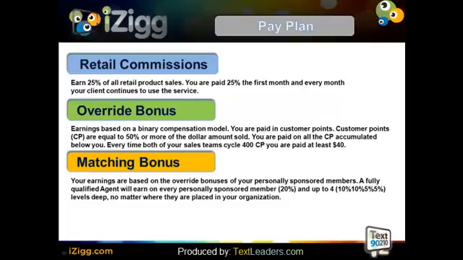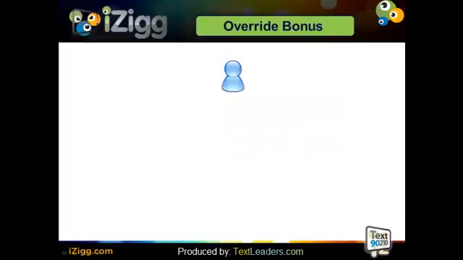This is where your earnings are based on the override bonuses of your personally sponsored members, and a fully qualified agent will earn 20% on every personally sponsored member, and up to 4 levels deep on that member, no matter where they're placed inside your organization. The final bonus is a lifestyle bonus that I'm going to get into in just a minute. But let's talk about the override bonus, because the retail is very easy to understand, 25% across the board. But let's talk about how you get paid on your team sales.